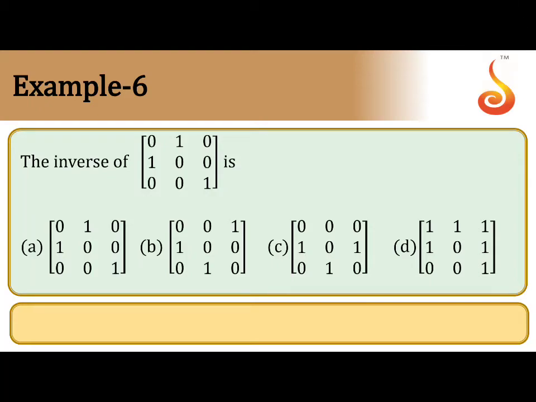Example 6. The inverse of the matrix [0 1 0; 1 0 0; 0 0 1] is. First of all, how to find the inverse? If the given matrix is A, then A inverse is equal to adjoint A by det A. So we need to find det A and the adjoint of the matrix both.